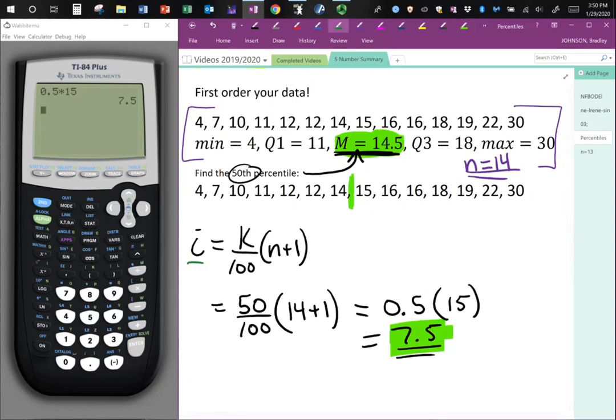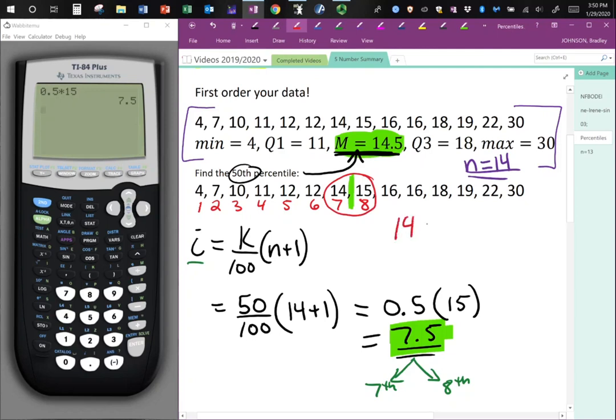When the index lands on a decimal, you need to go to the 7th spot and the 8th spot. Because 7.5, you need to round down and you round up. Now the index is the location. I will number this now. 1, 2, 3, 4, 5, 6, 7, 8. You need to go to the 7th spot and the 8th spot. You put those together and average them.